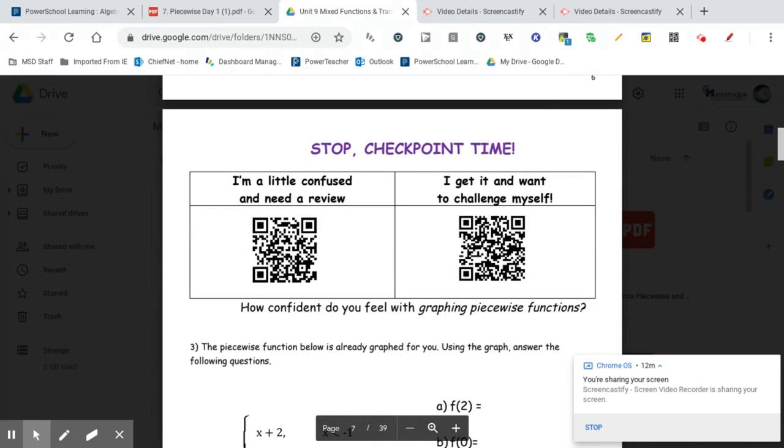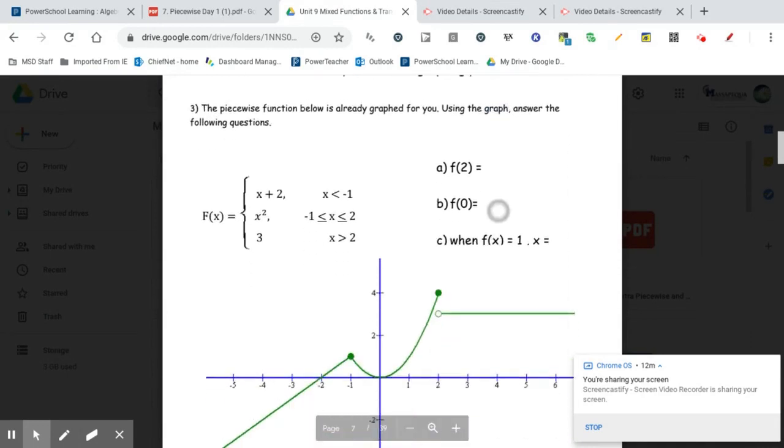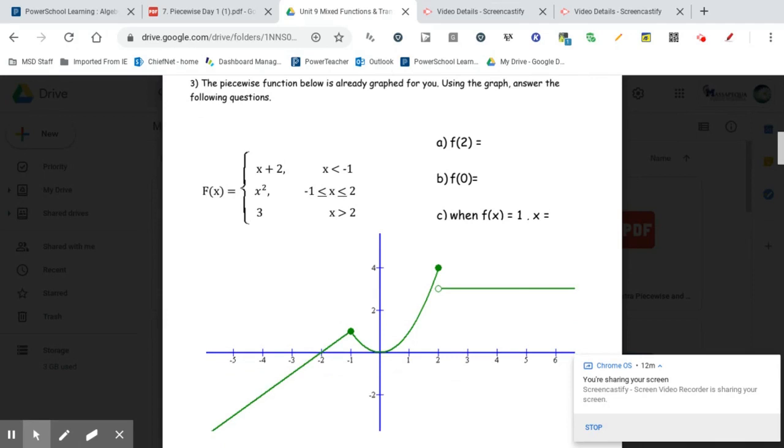You can do these QR codes if you'd like to, but you don't have to. And we have option number 3. So it says the piecewise function below is already graphed for you. Using the graph, answer the following question. So they give us the function, they give us the graph. You actually already know how to do these, so it won't be too bad.